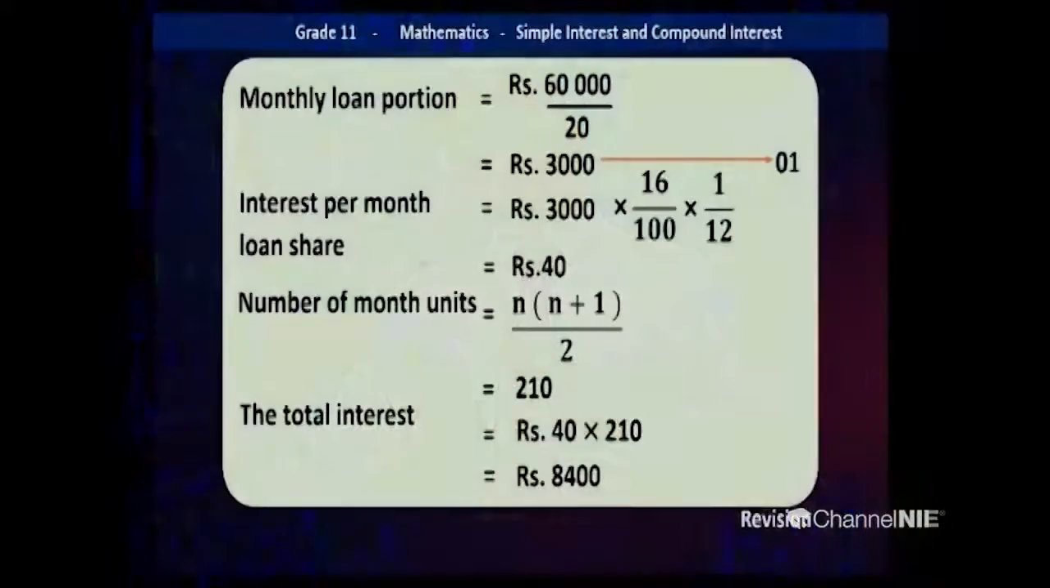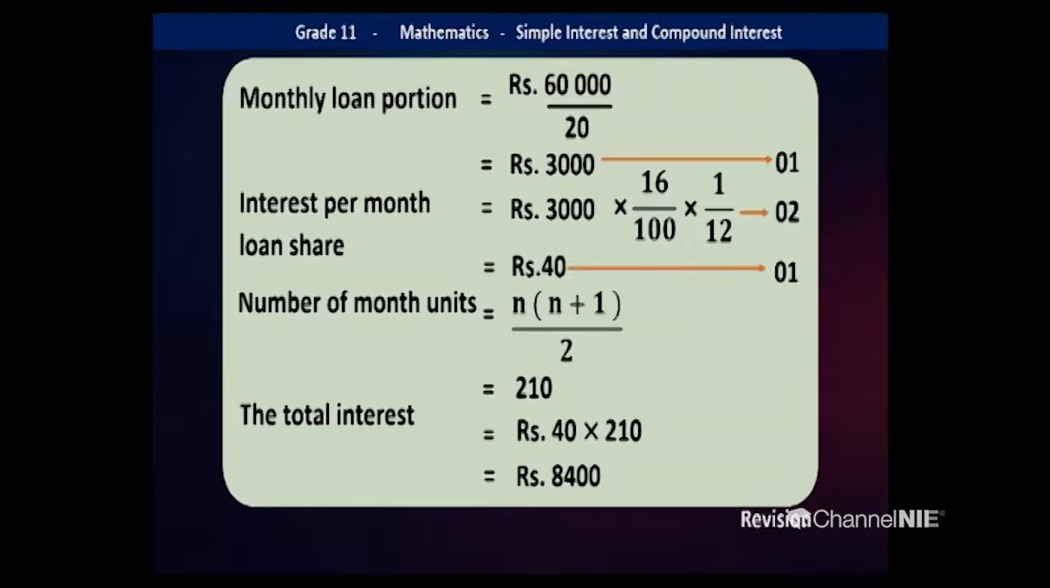Right. Now for that also I think it is important for you to know how the marks are given. Monthly loan portion 3,000, 1 mark. 3,000 into 16% into 1 upon 12. What is it? Interest for a monthly unit. So many calculations, a line, therefore 2 marks. Answer again 1 mark. Then number of month units, just 1 mark for the answer. Total interest 8,400.